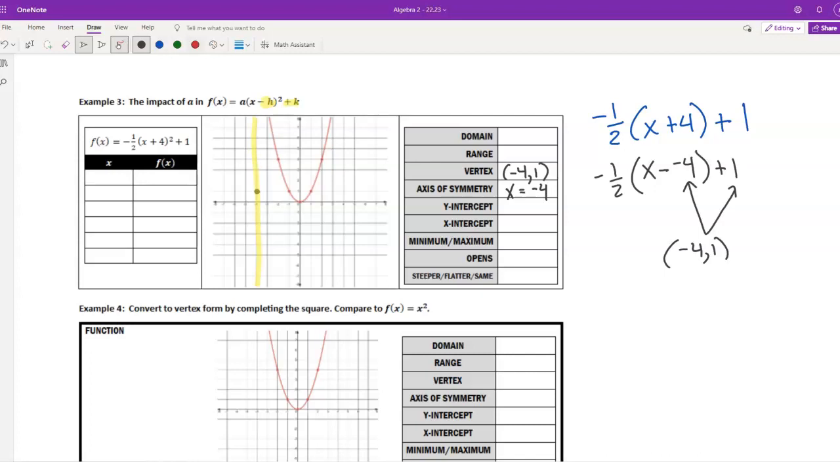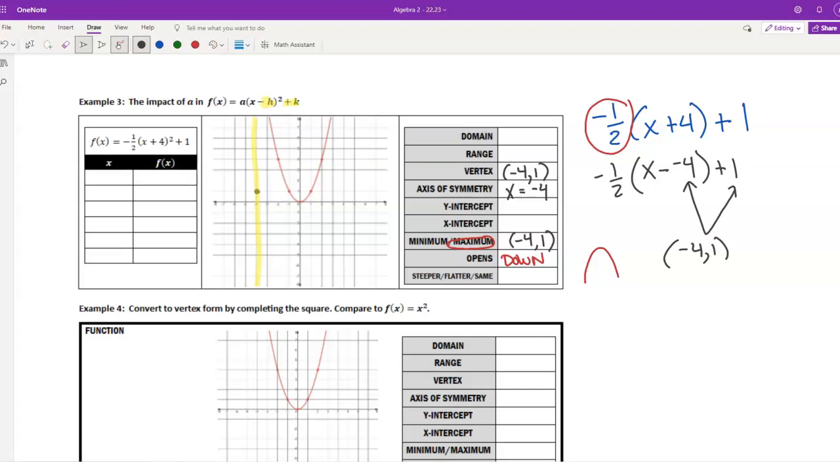Now, the other thing is, remember that this a value right here tells us some information as well. Because it's negative, we know that it's going to open downwards. It's going to be flipped upside down. So that means that we're going to have a maximum, and our maximum is the vertex. Remember, the vertex is either the maximum or the minimum, depending on where it opens up. So we know that that's the highest point.